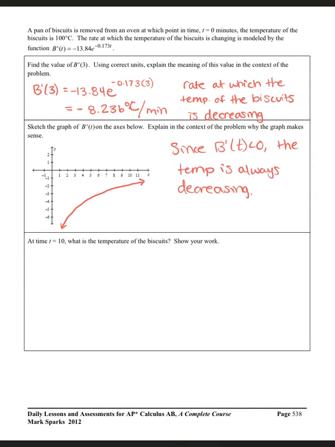So now at time t equals 10, what is the temperature of the biscuits? Show your work. Okay, so we want to know the temperature, so we want to go backwards, we want to integrate. We are given this initial condition up here. At time t equals 0, the temperature of the biscuits is 100 degrees Celsius. So in our integral, our boundary is going to be from 0 to 10 of b prime of t dt, and that's equal to b of 10 minus b of 0.